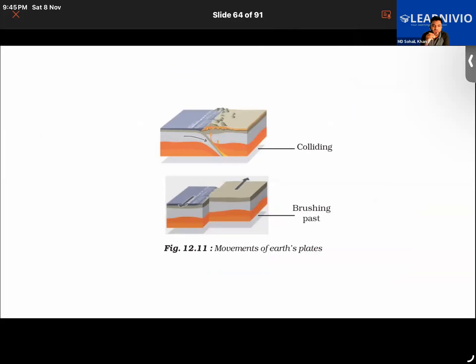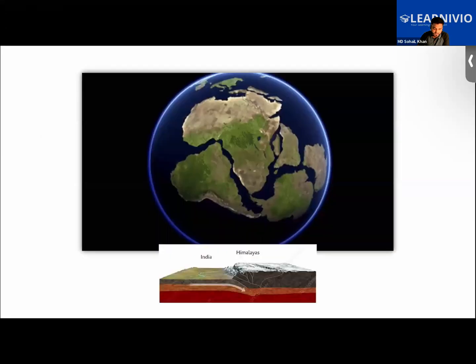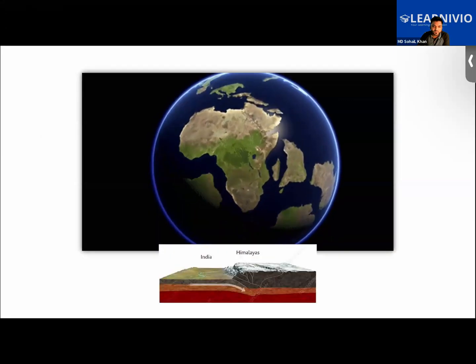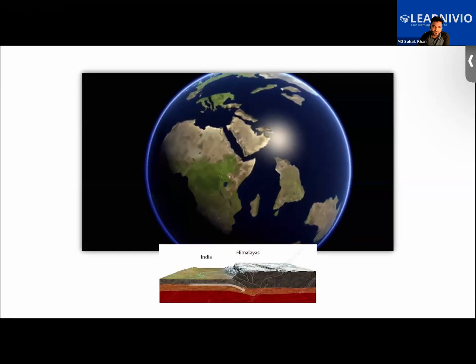See, earthquakes, we say it can be destructive and it can be constructive. What does it mean? Constructive in the sense that whenever the plates collide, it will lead to the formation of new geographical landforms. Take a look at the following animation here. So here you can see the continental drift happening. All the continents are drifting apart.